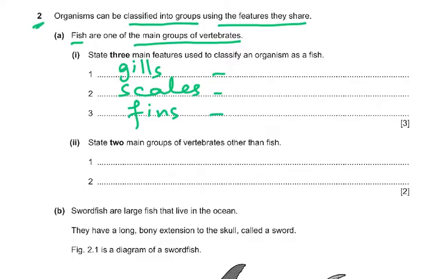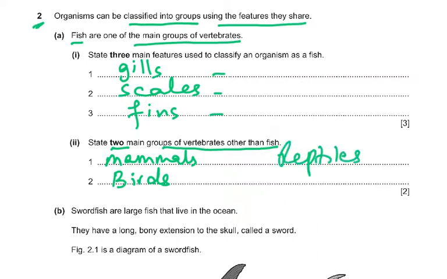Then it says state 2 main groups of vertebrates other than fish. What can they be? They can be mammals, they can be birds, they can be reptiles or amphibians. So I'm giving you 4 examples, but you have to only give me 2 out of any of these 4. And it says 2 main groups of vertebrates other than fish. So mammals are vertebrates, birds are vertebrates, reptiles, amphibians are vertebrates.